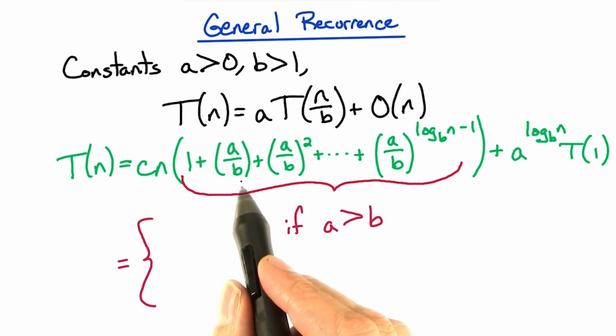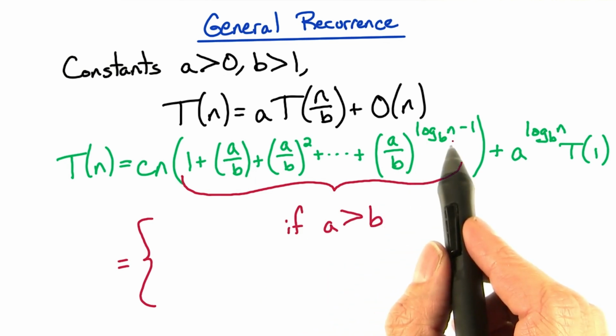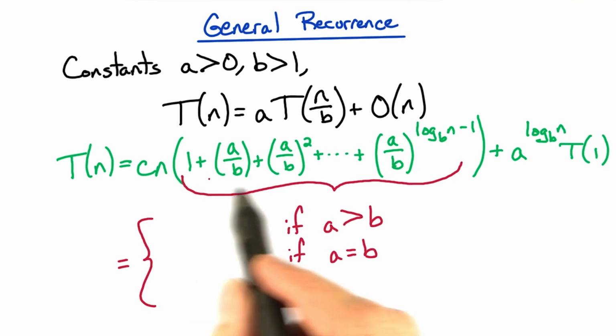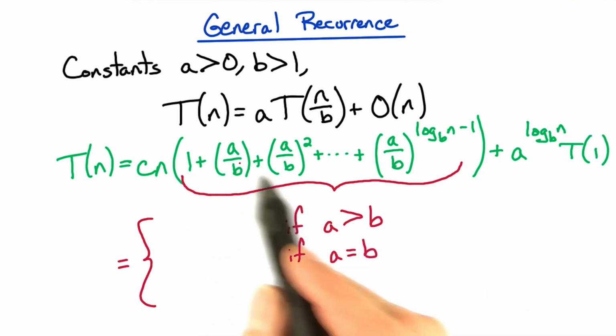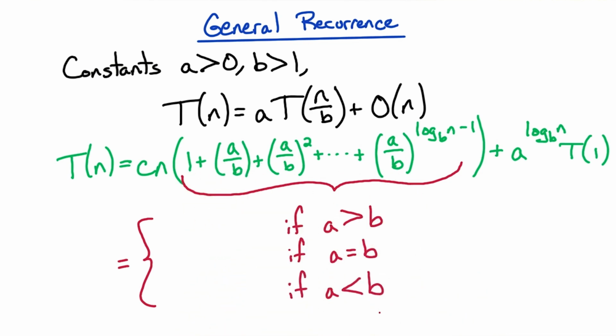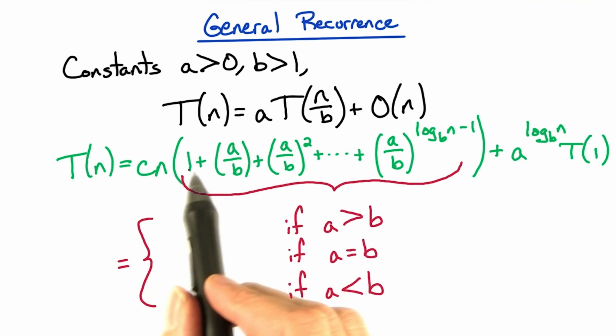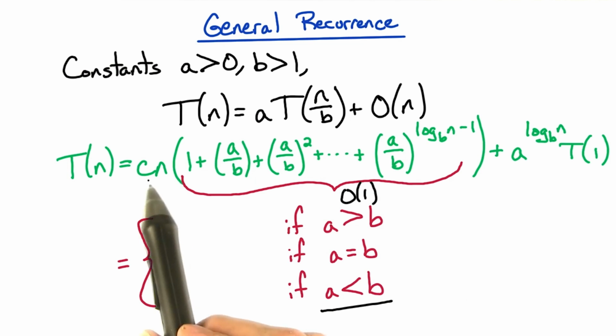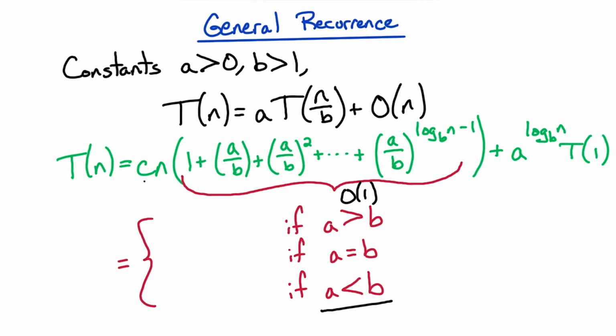If a is bigger than b, then we get an increasing geometric series, and the last term dominates. If a equals b, then we get a geometric series where every term is 1. If a is less than b, then we get a decreasing geometric series and the first term dominates. Let's do the easy case first. A less than b, so the first term dominates. So this geometric series is on the order of 1. So we get order 1 for this geometric series, order n here, so the whole thing is going to be order n.